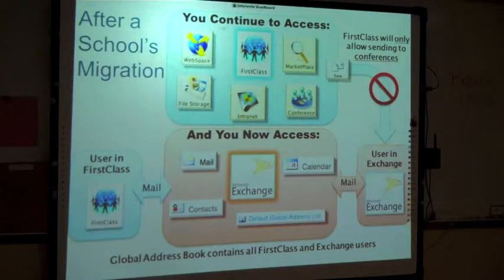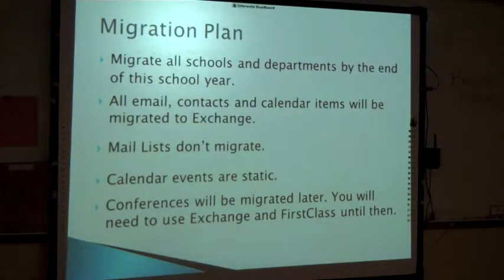All right, very good. So, our plan is to migrate all schools and all departments by the end of this school year. All your email contacts and calendar items came to Exchange. Two things did not map 100% between the two systems. Number 1, mail lists. So in your contacts in CLC, you know how you had individual personal contacts and you could have lists of people, 3rd grade team, 4th grade team, team leaders, and then you would just email the group and it would go to everybody individually. Those did not migrate. So you'll need to create your mail groups or those mail lists.